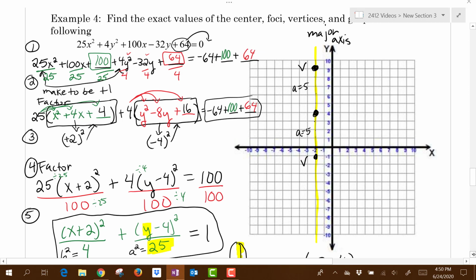All right, can we label those? What is that? -2, 9 for the top one. And then this lower one would be what? -2 for x, and then the y value of -1.